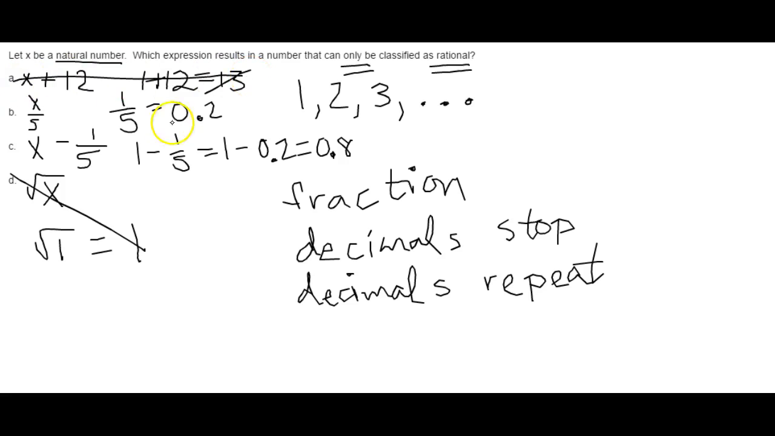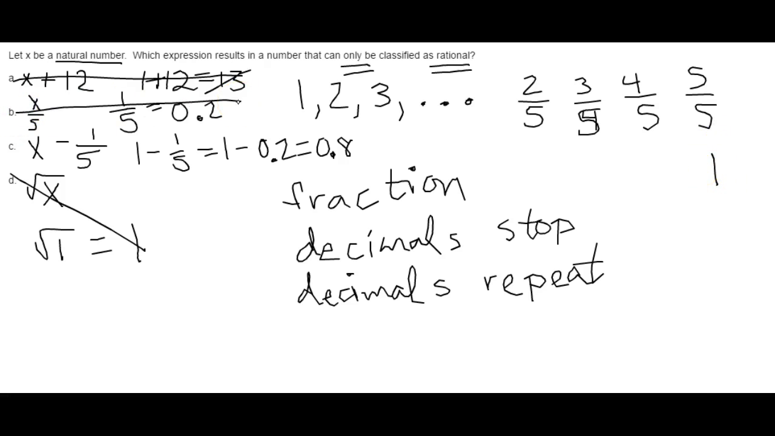So we have to decide between B and C. So looking at B, is there any number we could plug in here so that it comes out as not only rational, but maybe an integer or whole number? So if we just run through, we could say, well, 2 over 5, that's still going to be a decimal. 3 over 5, still a decimal. 4 over 5, still a decimal. But then we hit 5 over 5. 5 divided by 5 is 1. That is a whole number, a natural, and an integer. So B can no longer be one of our answer choices.